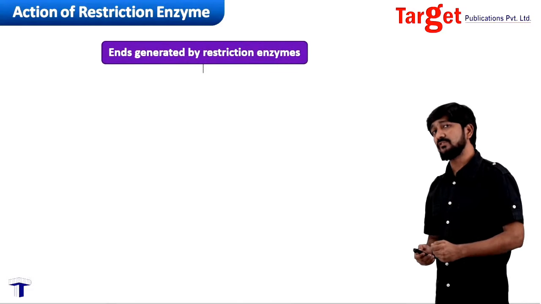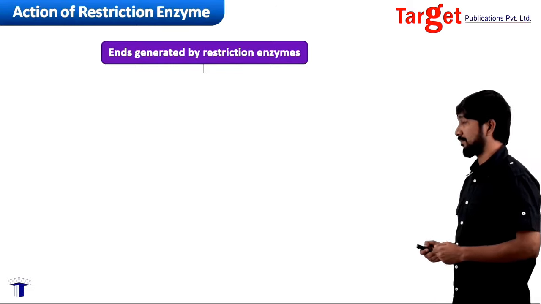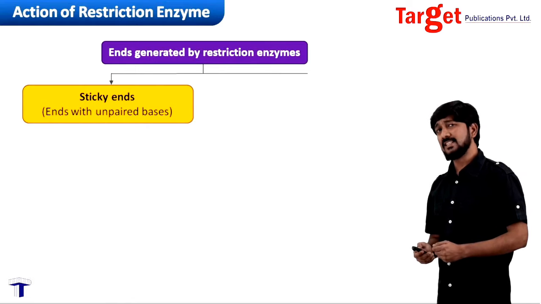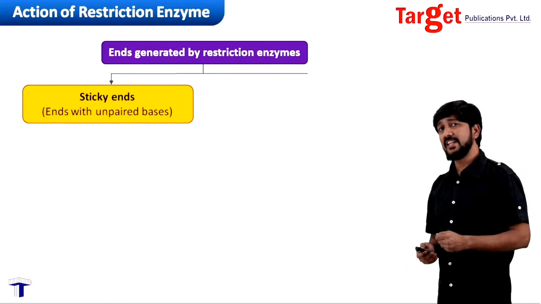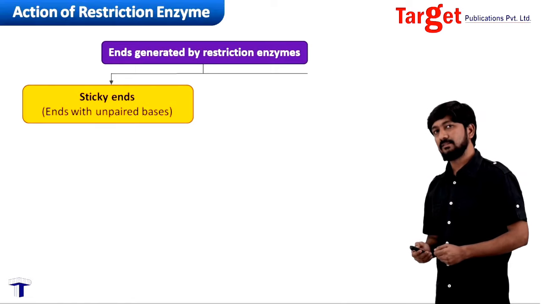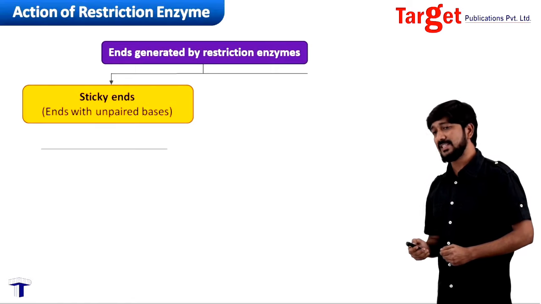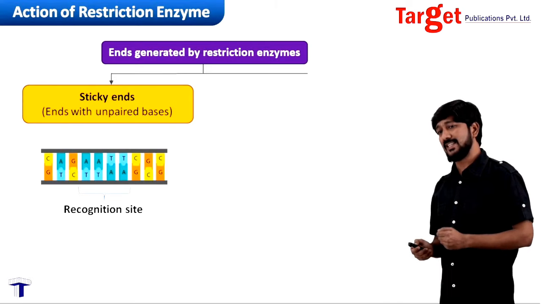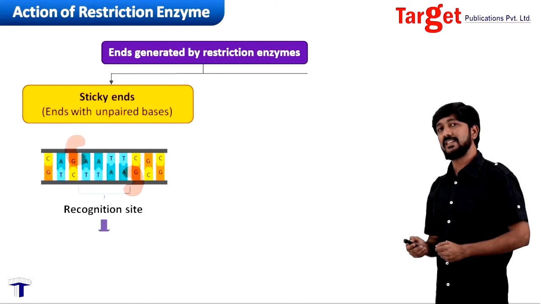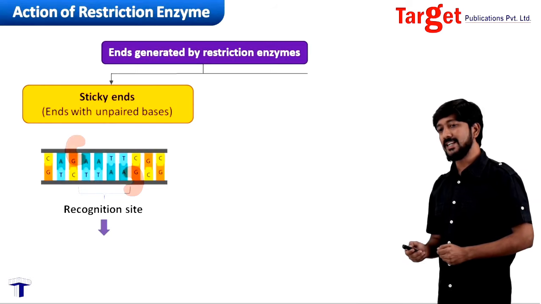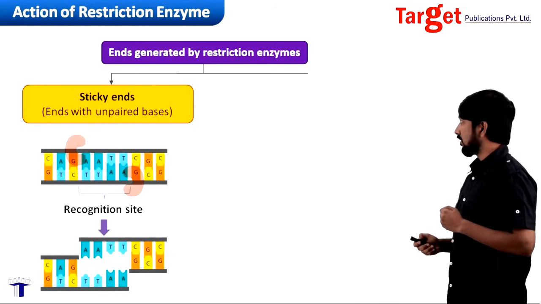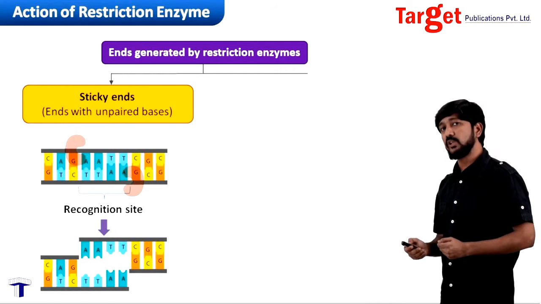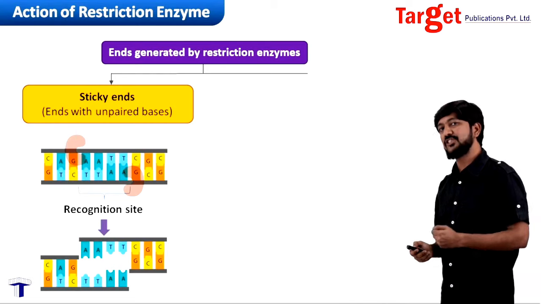Now let us understand how restriction enzymes produce the ends. There are two types of ends produced by restriction enzymes. The first one is the sticky end. Sticky ends are the ends which have free unpaired nucleotides at the end. So when you have a specific sequence, the restriction enzyme recognizes it and cuts it within its length. So ultimately, we will have sticky ends. That means we have free unpaired nucleotides at the ends of the DNA strand.